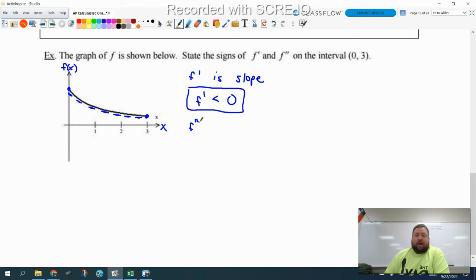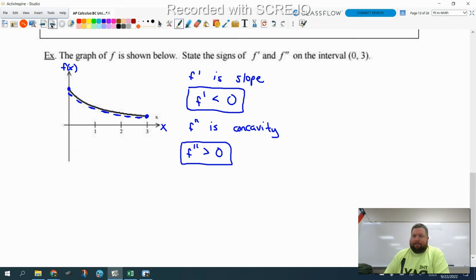F double prime is concavity. So look at the concavity, that is concave up. So that means f double prime is positive. Simple as that. If you're looking at a function and they ask you about f prime, you're looking at the slopes of that function. If you are asked about f double prime, you're looking at the concavity of that function.